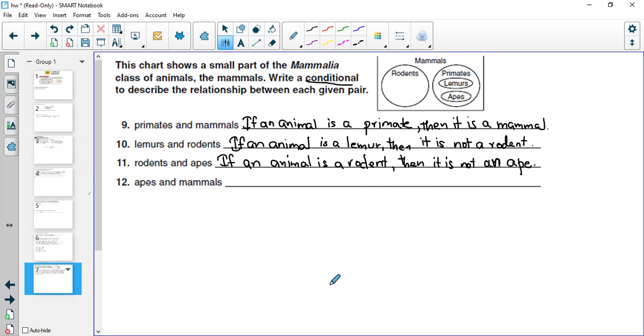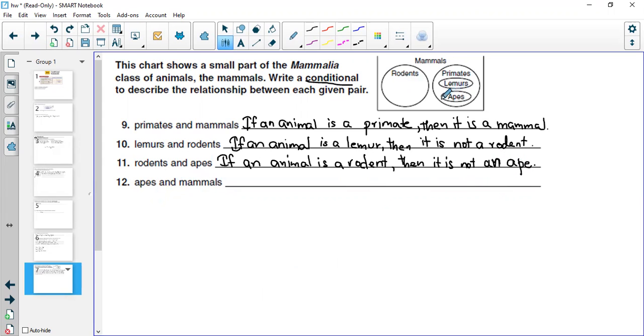Now definitely you know what rodents are and what apes are. Apes are monkeys and rodents are like the rat or mouse-like creatures. So definitely a monkey or an ape, the big kind of monkey, cannot become a rodent. It cannot become a mouse or a rat.